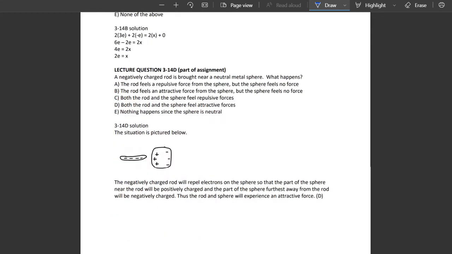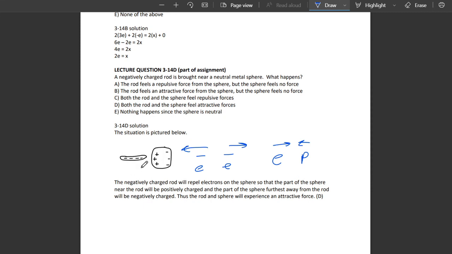And finally, we have question 3-14D that asks, a negatively charged rod is brought near a neutral metal sphere. What happens? And then we have a little picture here. We have to remember that things of like charges repel one another. So two negative charges, two electrons, would repel one another, while positive and negative charges would attract toward one another.